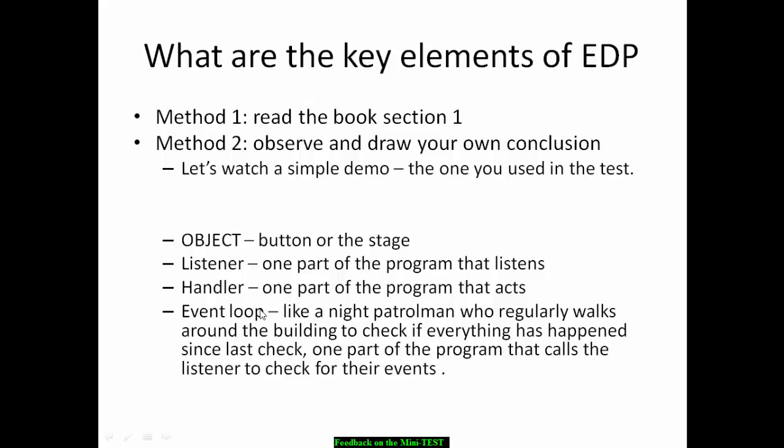Without the event loop, the program will only respond to any event once and then it stops. With the event loop, it keeps coming back and check and listens. Therefore, it can detect whenever you click it. It's like a night patrolman who regularly walks around the building to check everything happens. Okay, so if this one regularly checks, then if anyone comes in the middle of the night and breaks in, and he can find out. If he only checks once at the beginning, then everything happens after that will be missed.